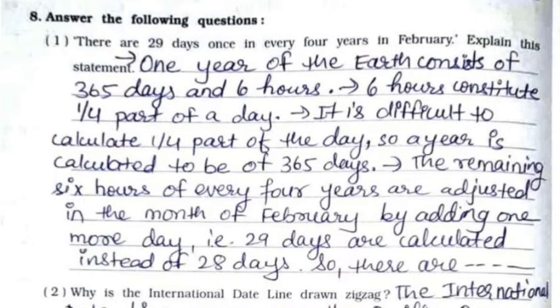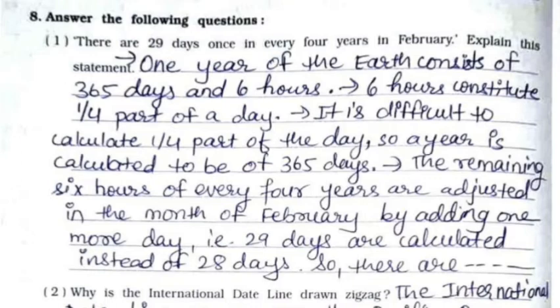First one, there are 29 days once in every 4 years in February. Explain this statement. 1 year of the earth consists of 365 days and 6 hours. 6 hours constitute 1/4 part of a day. It is difficult to calculate 1/4 part of the day, so a year is calculated to be of 365 days.